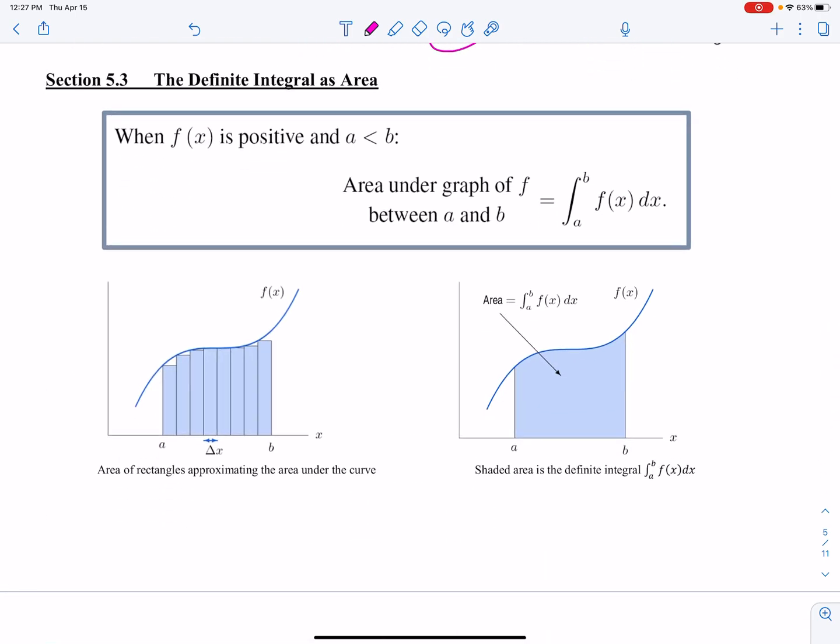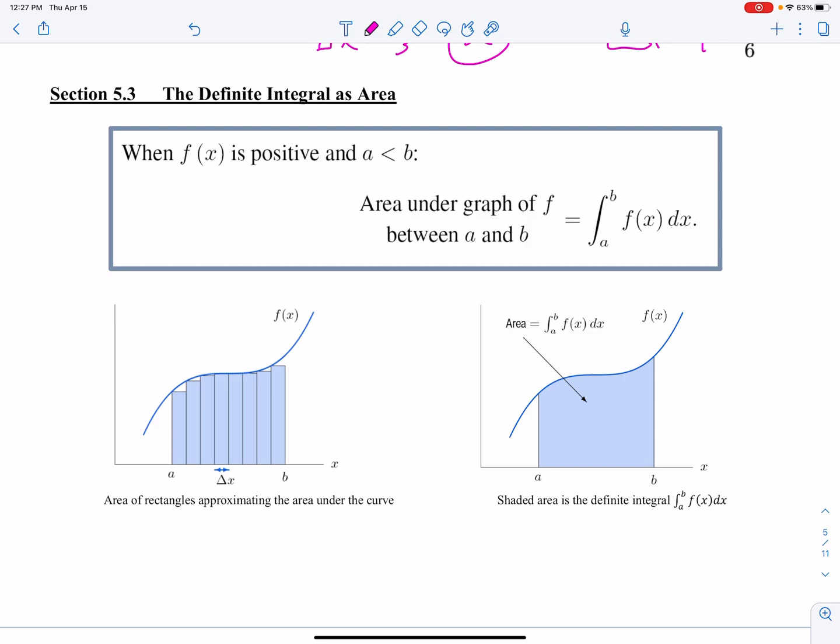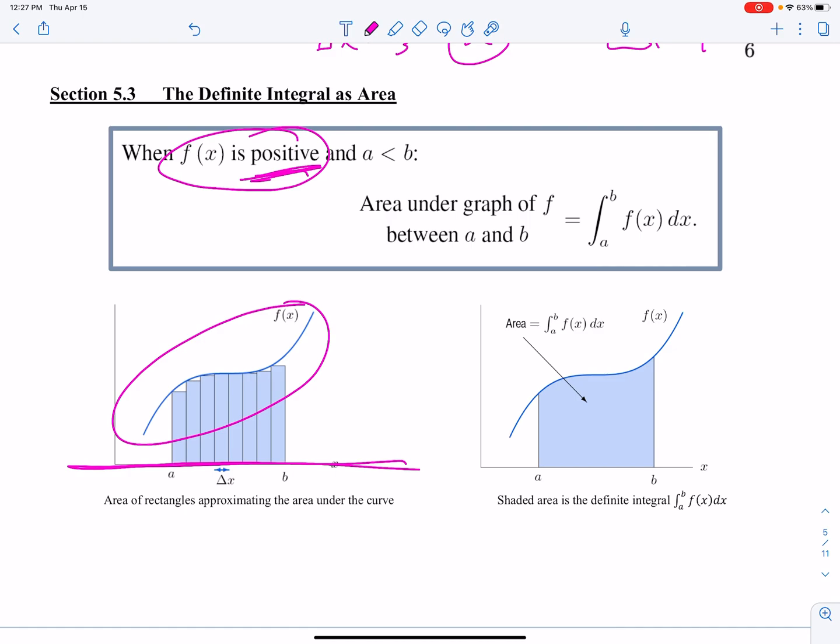Let's see, section 5.3, the definite integral as area. All right, so when f of x is positive and a is less than b, right? In other words, when you have your function above the x-axis, that's what this part means. When f of x is positive, it means your curve, your graph, your function is above the x-axis. In other words, it gives you positive y values. That's what they're referring to here, positive y values.